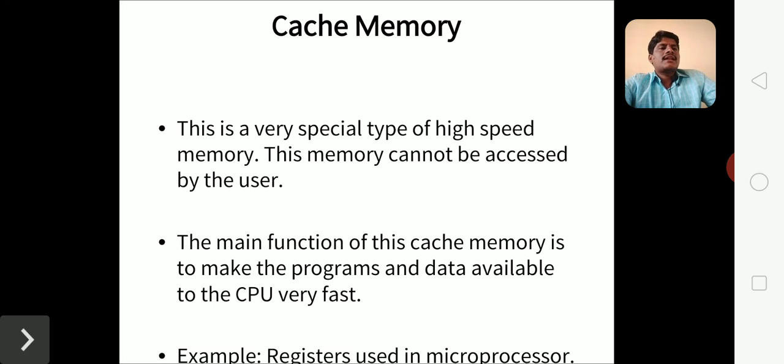So coming to the last type, cache memory. Your cache memory is a very high speed memory which we can use to access the information at a faster rate. Your cache memory will be nearer to the motherboard. The best example is registers which are used in the microprocessor, where your cache memory programs will be accessed at a faster rate by your CPU.